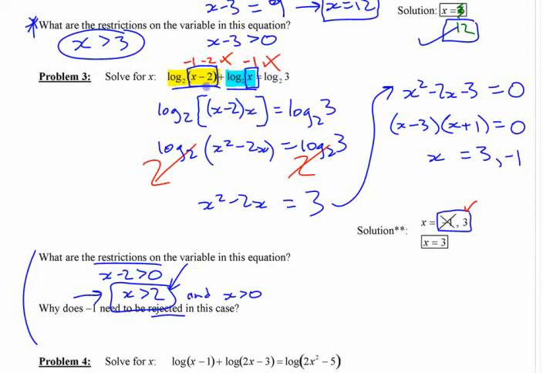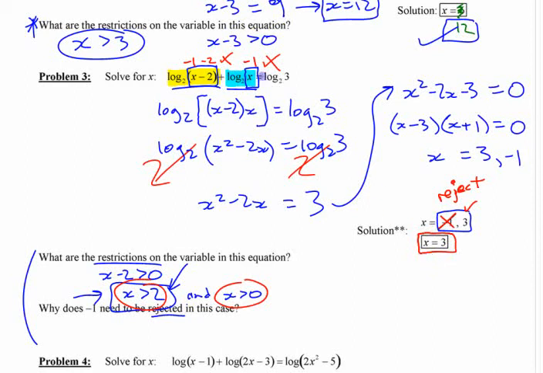You can't take the logarithm of a negative number, so even if it fails one of them, like negative 1 fails on both of these, it's not greater than 0 and it's not greater than 2. It's got to work for both of them. So that gets rejected. You can cross it out. You can say reject, whatever you want to write. You got to show somehow that you're getting rid of that answer. There's only one solution here.